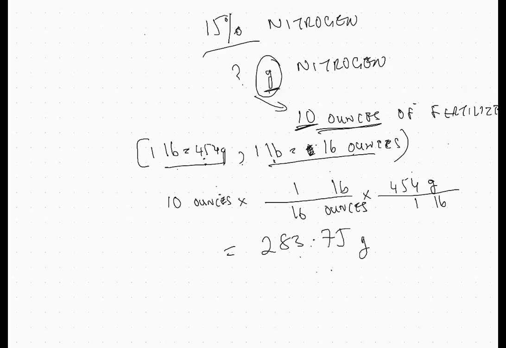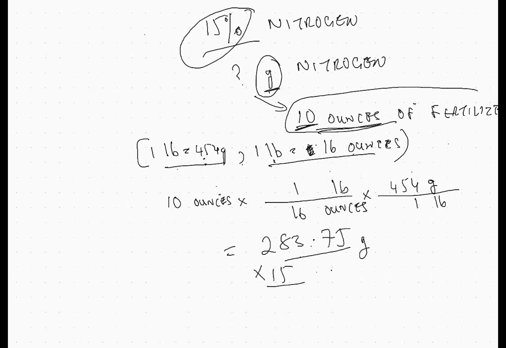Out of that, only 15% is nitrogen. I get 42.56. The answer given here is 42.6. It's correct. All right, everybody, that's how we do it.